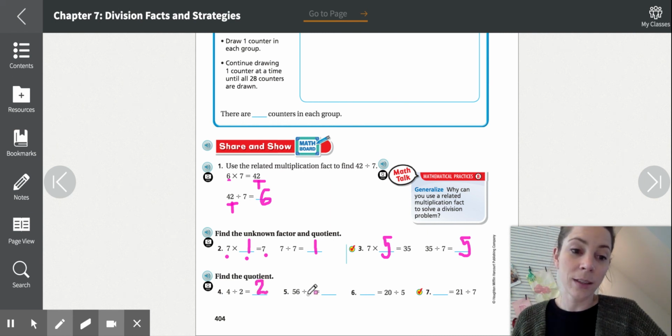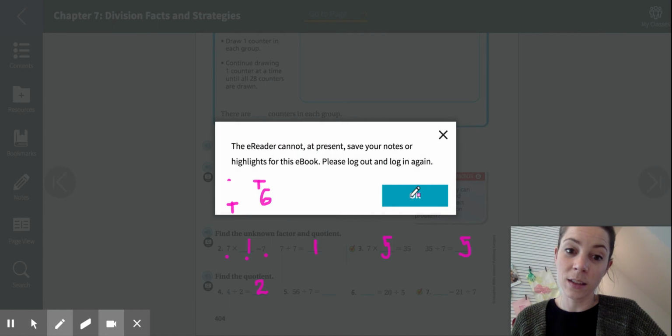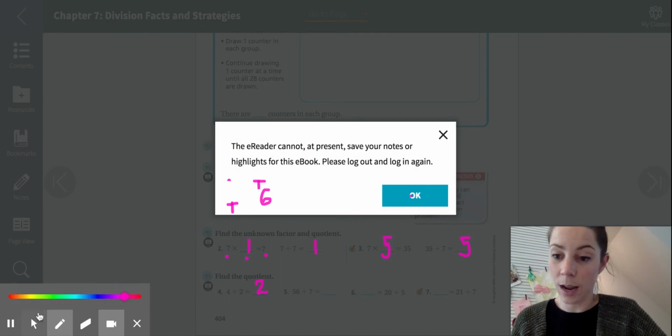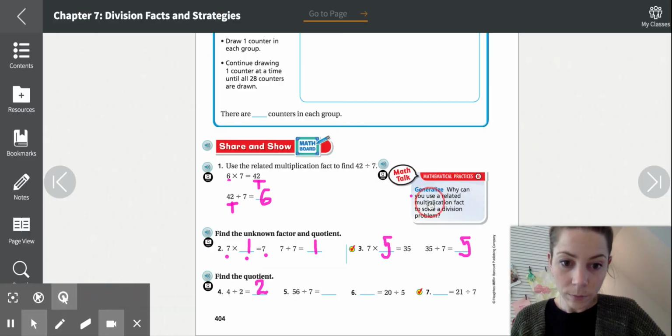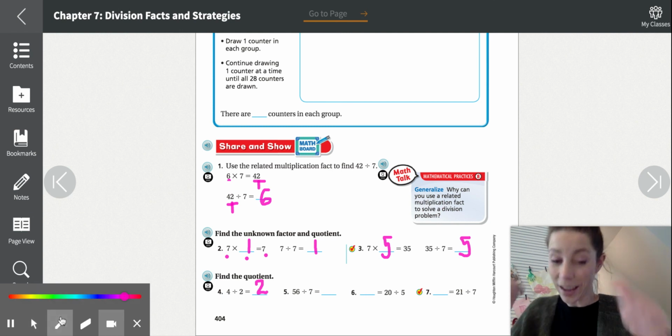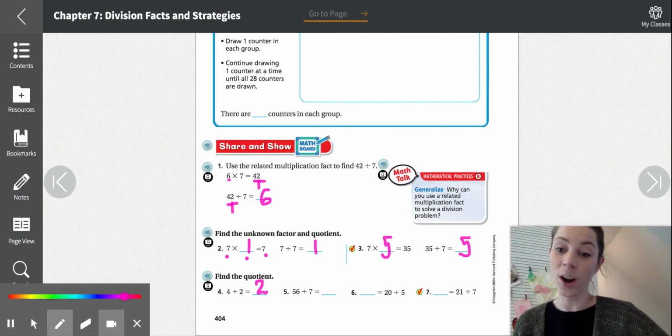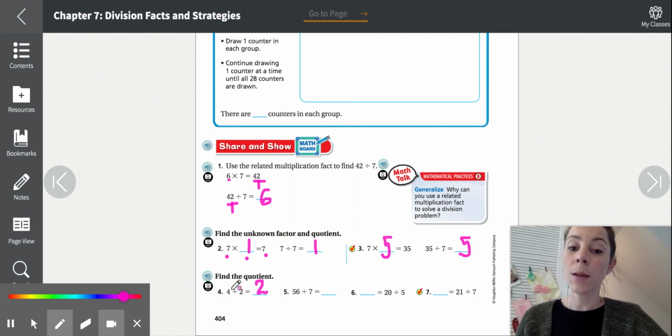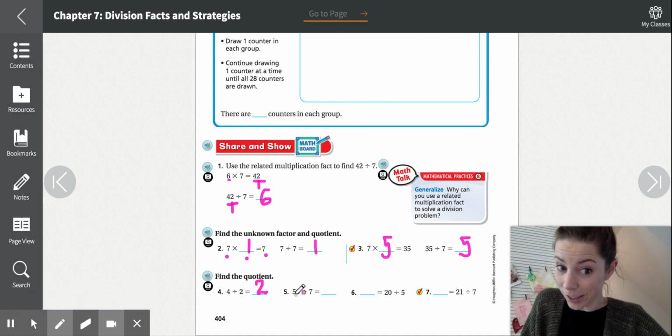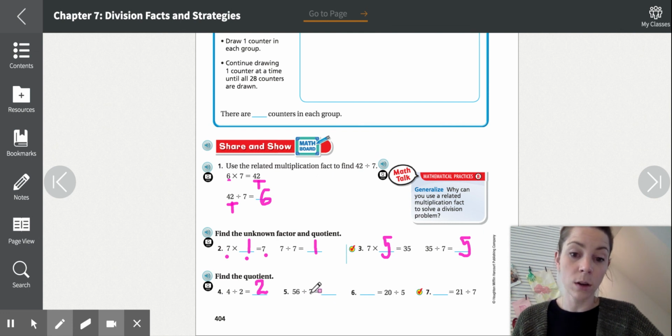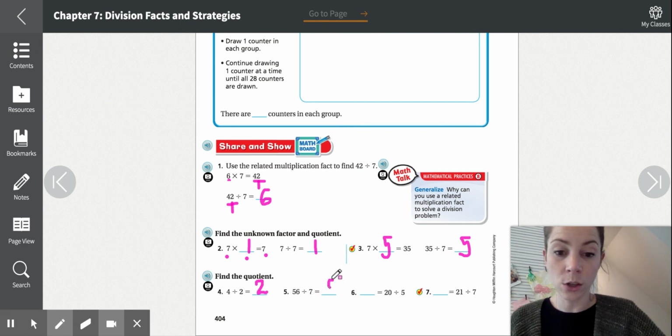56 divided by 7. Okay, this total is a big total this time. So that means that if you know your multiplication facts, you are thanking yourself right now because you already know the answer. If you don't know your multiplication facts, you're going to have to use a picture. Maybe you could do repeated subtraction. You could use a number line, you can use an array, but your answer should end up being 8.